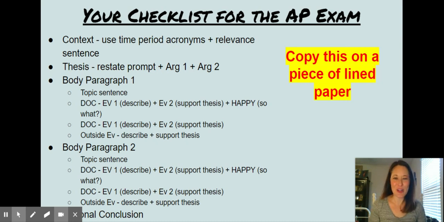Start off with that context paragraph. Use your time period acronyms to jog your memory and help you remember what to write about. Make sure you end that paragraph with your relevance sentence, connecting it to the topic of the prompt.